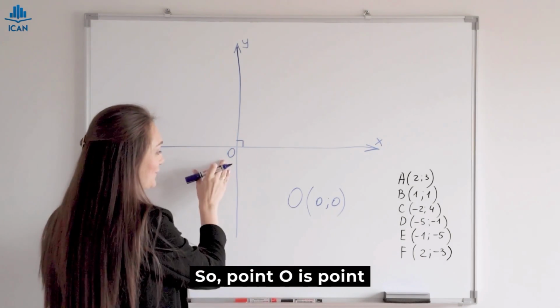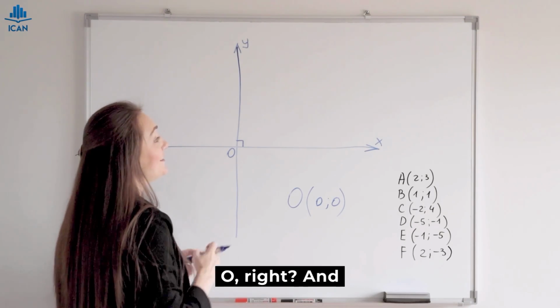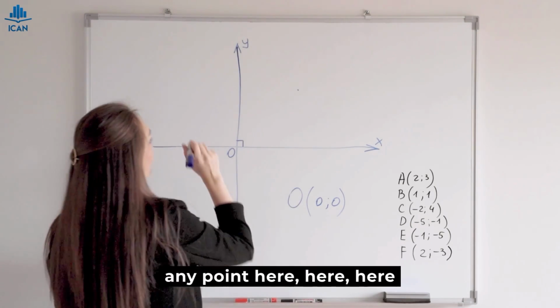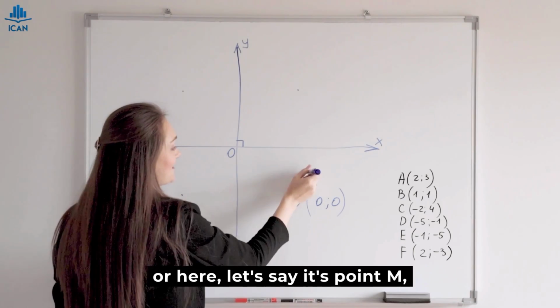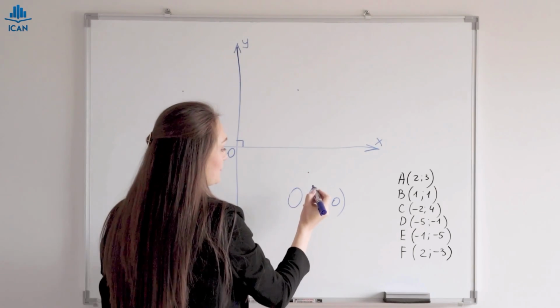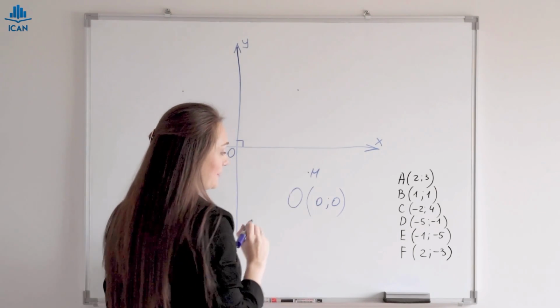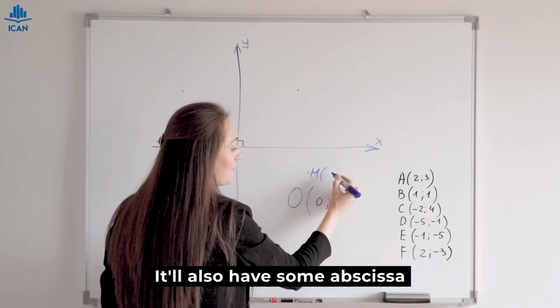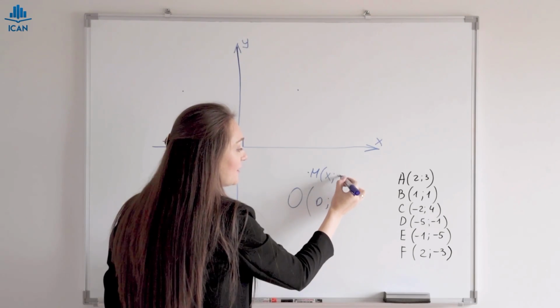So point O is point O, right? And any point here. Here, here, or here. Let's say it's point M, for example, right? It'll also have some abscissa and ordinate.